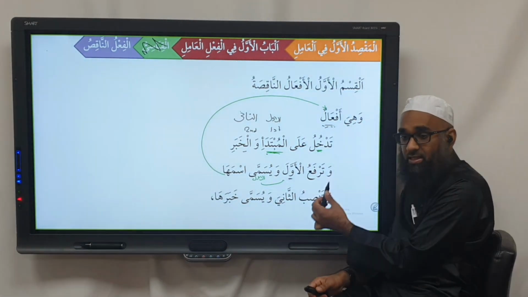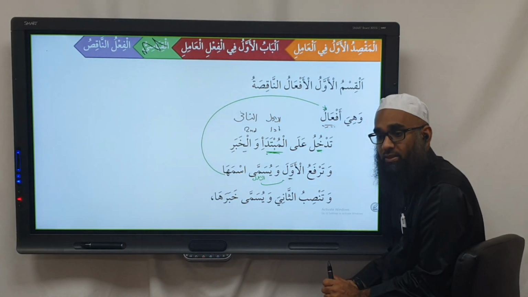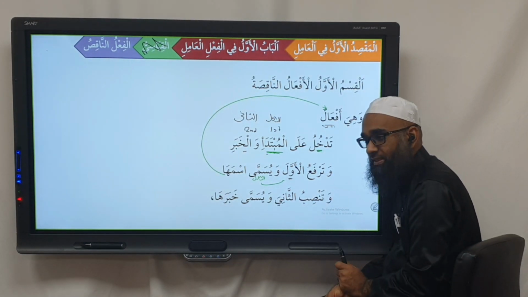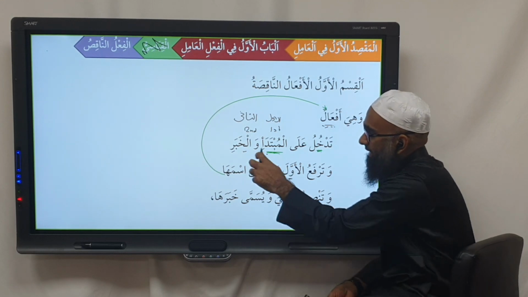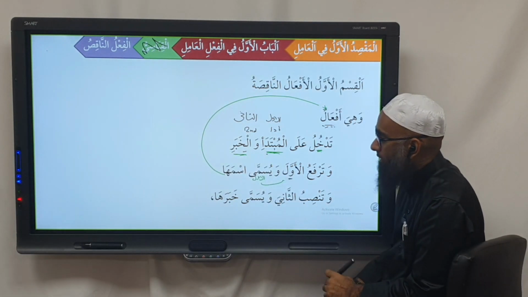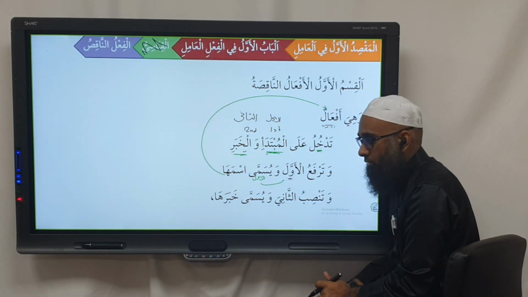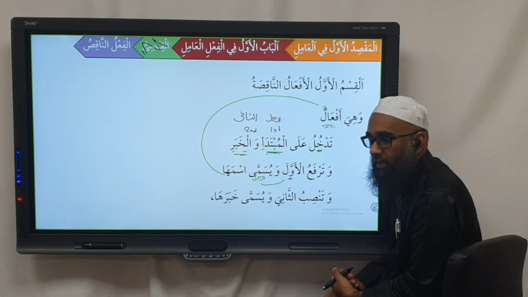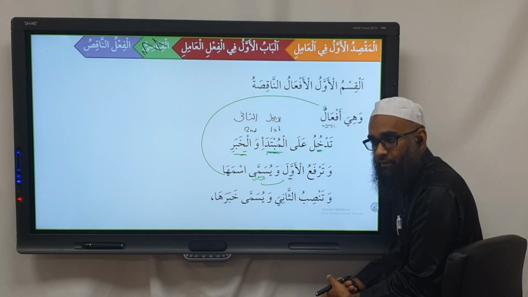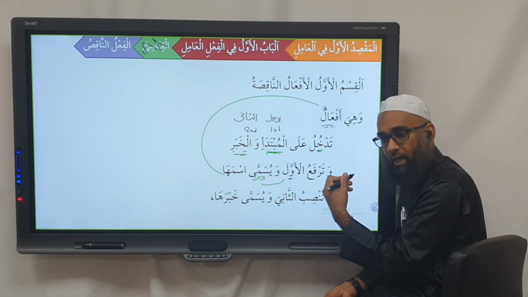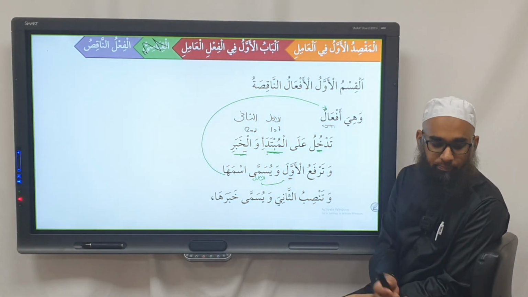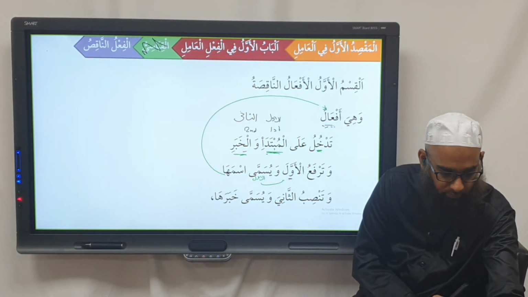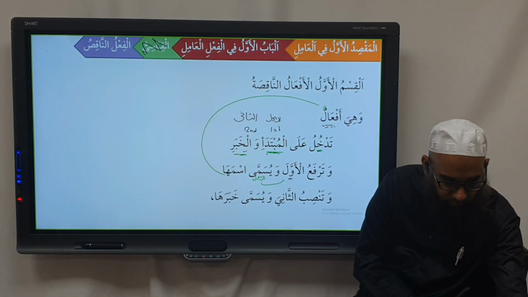وَتَنْصِبُ الثَّانِيَةِ. What does that translate as? The second is what? Khabar. It makes the khabar what? وَيُسَمَّى خَبَرَهَا. And it is called what? The khabar of that verb. خَبَرُ كَانَ, خَبَرُ لَيْسَ, etc. Have you understood? Yes? Everyone following?